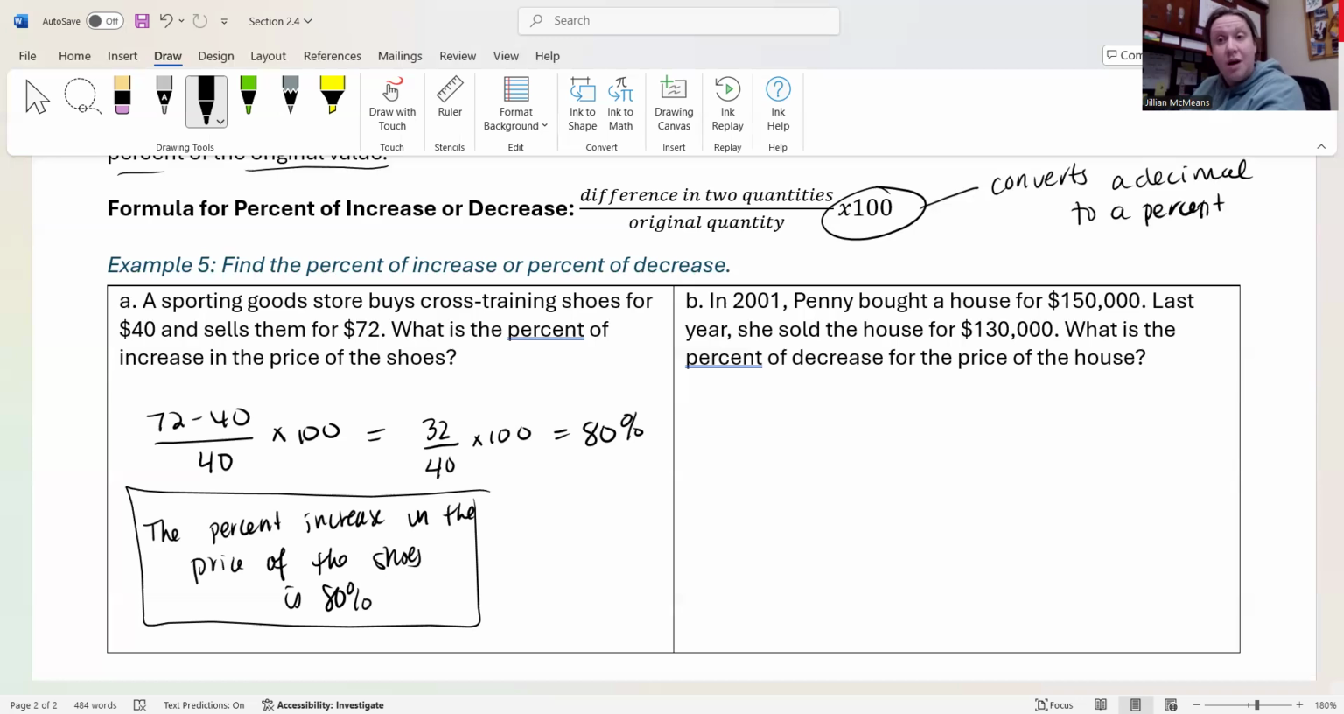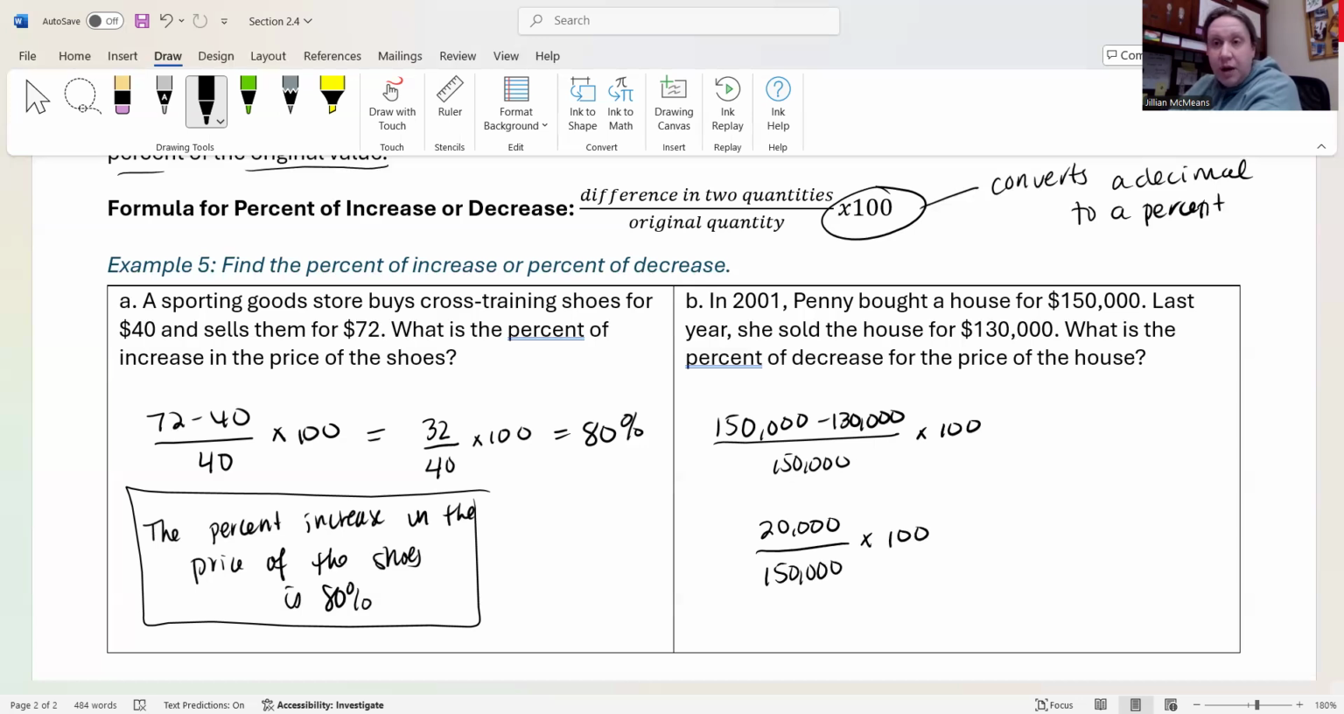We first need to figure out what the loss is, which is just the difference in the two values. So I take 150,000 and subtract 130,000. Then I divide by the original quantity, which is what Penny bought the house for, the 150,000. Then I multiply by 100. Cleaning this up, 150,000 minus 130,000 is 20,000. So we take 20,000 divided by 150,000 and then multiply by 100.